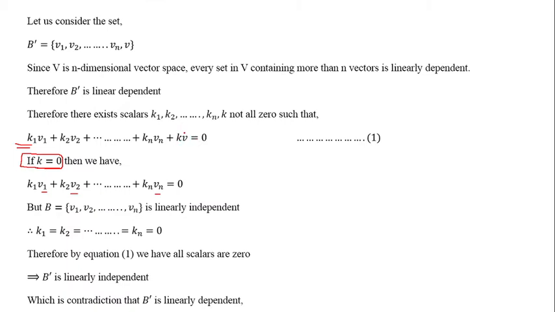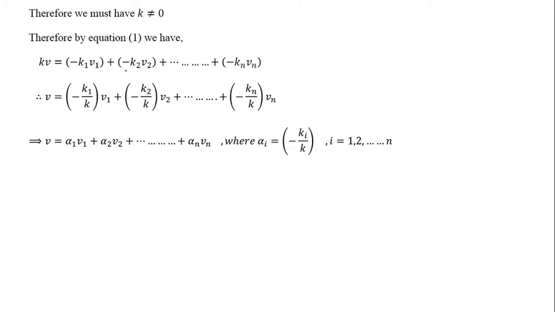So from this equation, you can shift the remaining vectors to the RHS. So you will get kv is minus k1 v1 plus minus k2 v2 plus etc. minus kn vn. And since k is not equal to 0, you can divide throughout by k. So you will get v equal to minus k1 upon k times v1 plus minus k2 upon k times v2 plus etc. minus kn upon k times vn. If you want, you can rename these scalars as alpha 1, alpha 2, etc., alpha n. So you will get v is alpha 1 v1 plus alpha 2 v2 plus etc. alpha n vn. And from this, we can say that this vector v is a linear combination of v1, v2, etc.